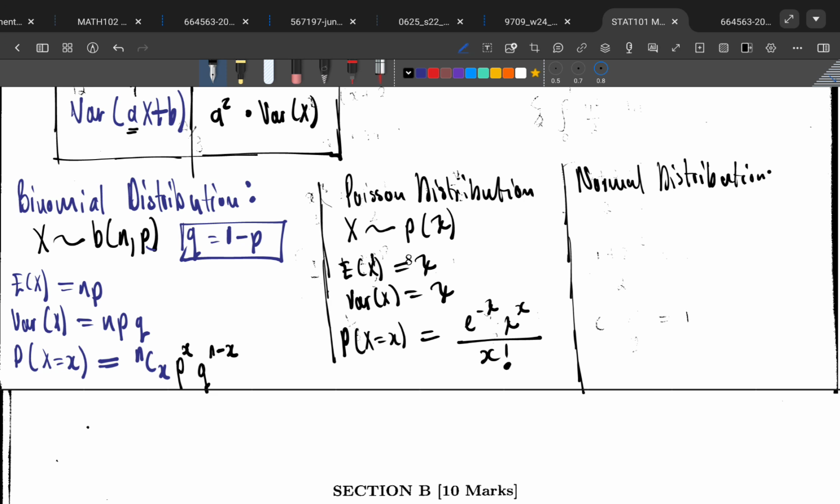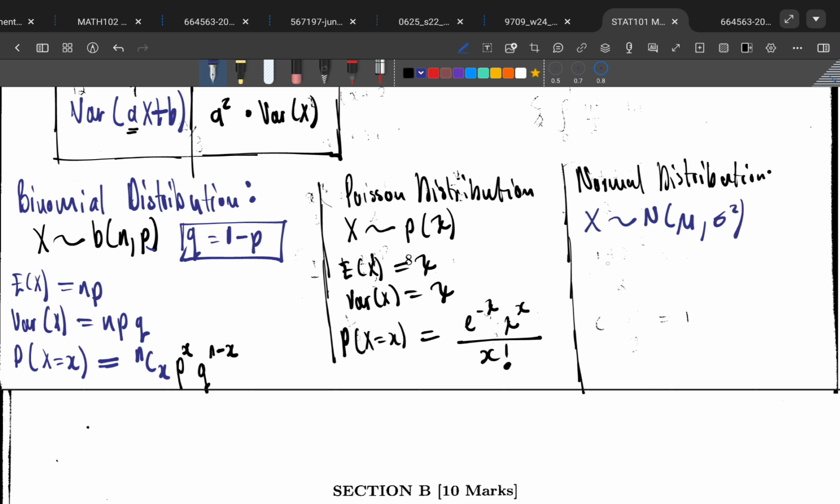So you should practice this. If you practice it, you'll be good. e to the negative lambda, lambda to the x over x factorial, and you'll be done. Now you can go to normal distribution. For normal distribution, we write X follows normal distribution, then we put the mean and the variance.